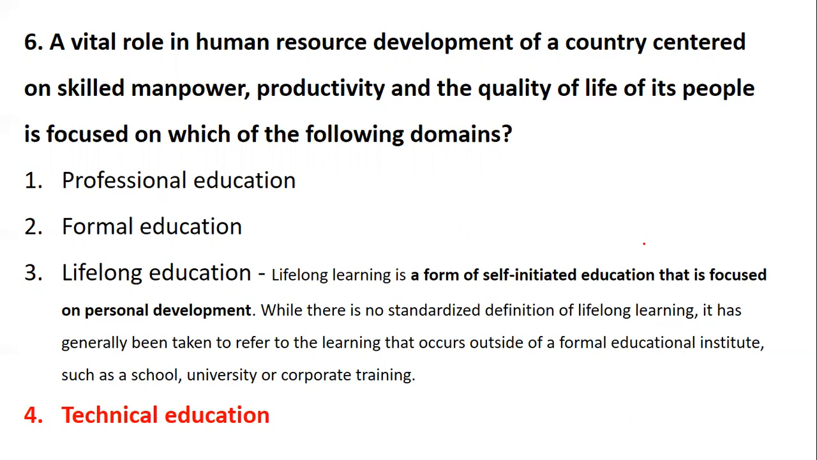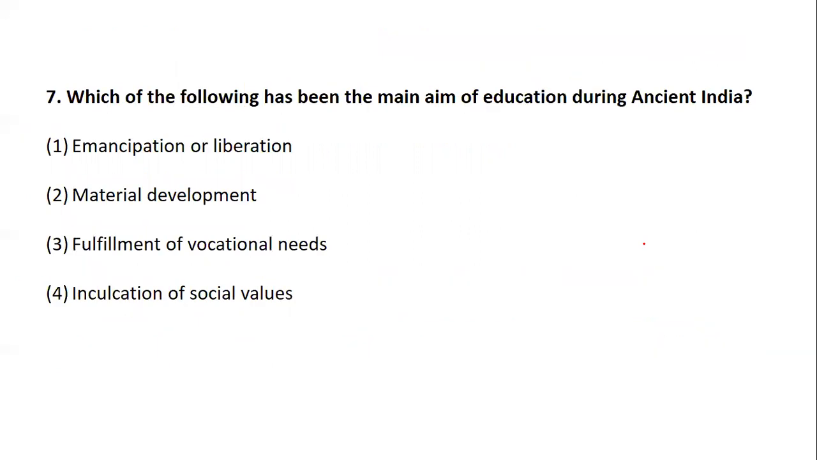Now we have question number 7. Which of the following has been the aim of education during ancient India? In ancient India, what was the aim? Was it emancipation or liberation? Was it material development? Was it fulfillment of vocational needs? Was it inculcation of social values?